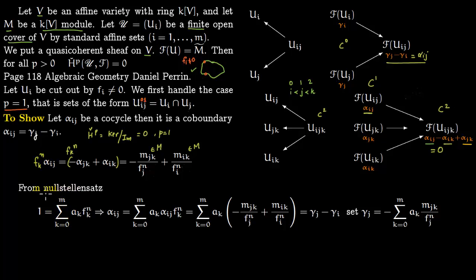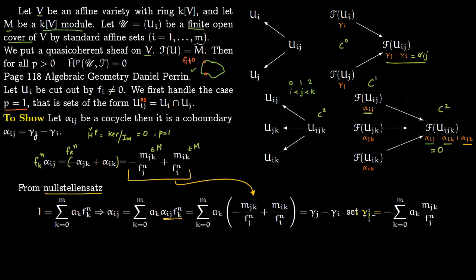The trick comes from the Nullstellensatz. So you know 1 is equal to the sum over k equals 0 to m of ak fkn, where m is your total number of sets which are covering. Each set is cut out by one of these fi's. Now you multiply alpha ij on both sides, you get alpha ij fkn. So now instead of alpha ij fkn, you just plug in this. So you plug in this value, and now you're almost done.